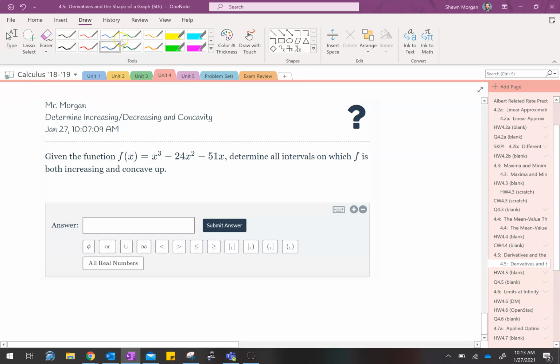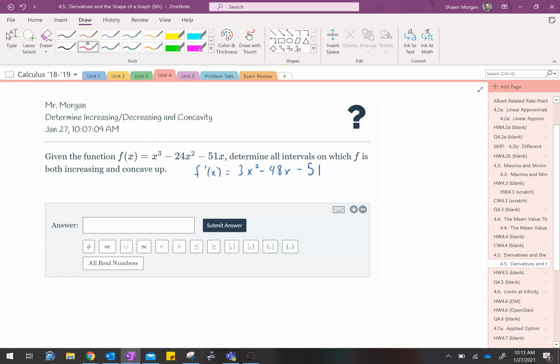Your first couple of steps are just to find the first derivative, which we'll do here in blue: 3x squared minus 48x minus 51. Again, just simply using the power rule there since it's a polynomial function.